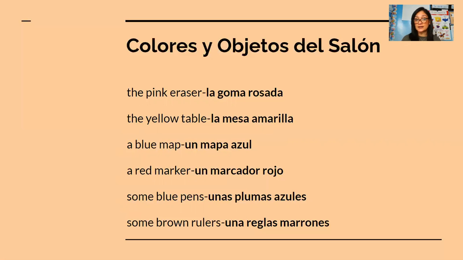Some blue pens. Remember now, these are all plural. The noun pens is plural. That means the indefinite article is going to be plural and the color. Unas plumas azules. Some brown rulers. Unas reglas marrones. The takeaway there with the plural is if your noun is plural, the color is going to be plural, and the article is going to be plural.